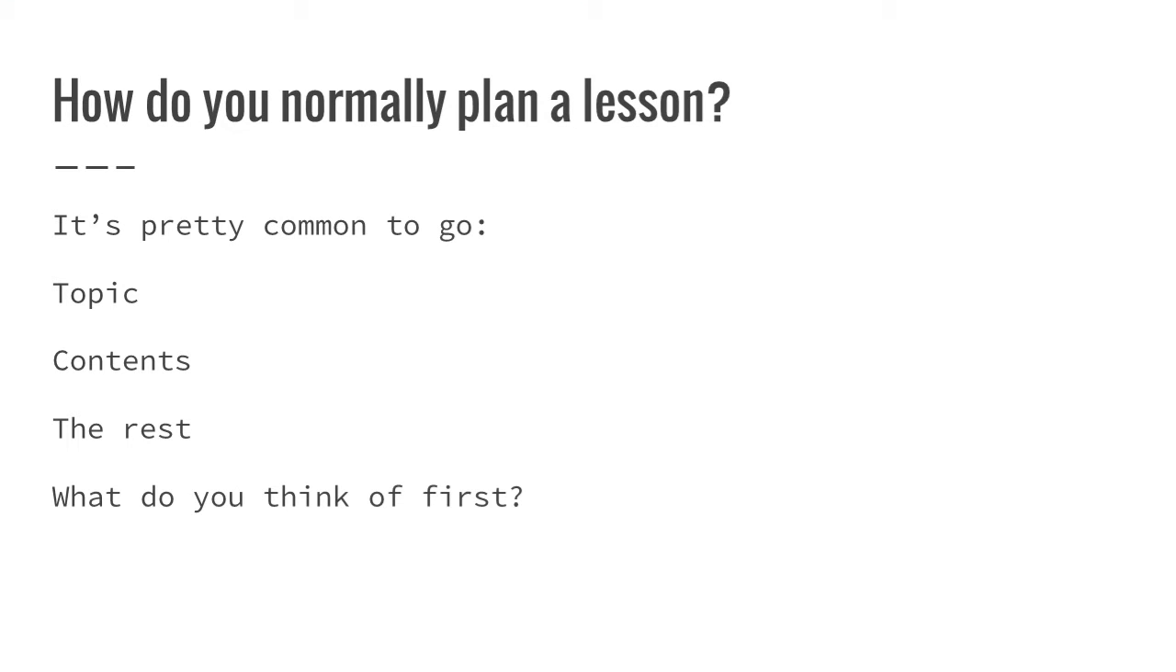If you were going to plan a lesson, or if you do plan lessons, how do you normally plan a lesson? For most people, it's pretty common to think about the topic of the lesson, then think about the specific contents of the lesson, and then think about the rest. So, to give an example, an English teacher might think, I'm going to teach a grammar class. That would be the topic. Then they might think, now I'm going to teach the contents. Now, what are the contents of grammar I'm going to teach? I'm going to teach about past tense, for example.